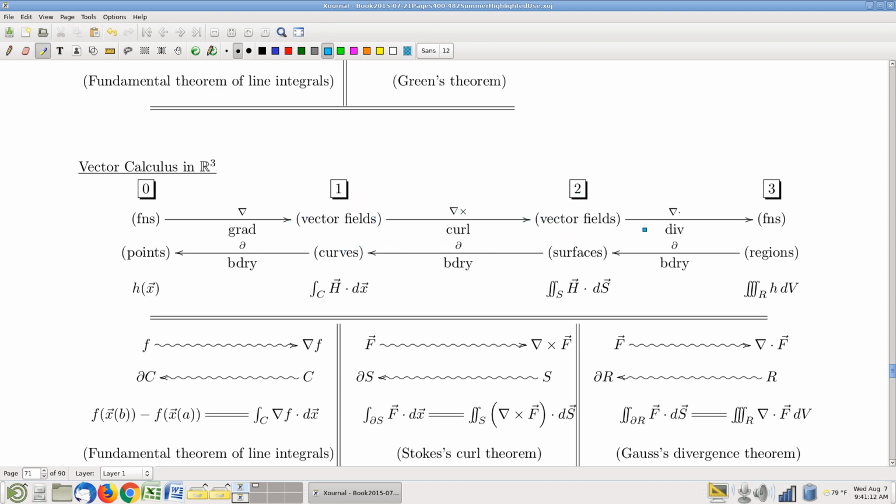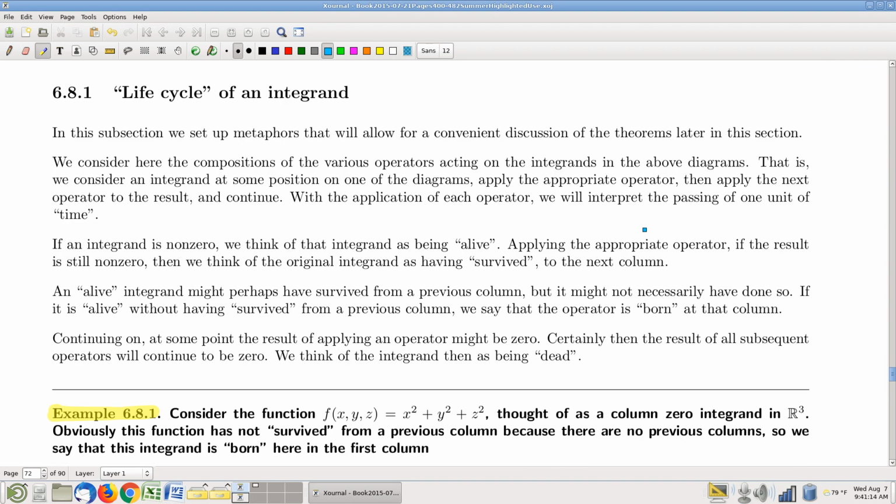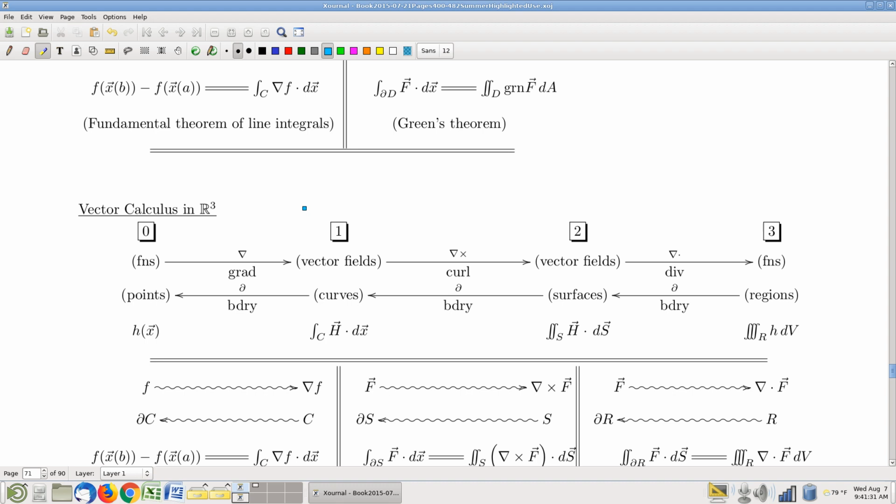Okay. All right. So we're going to be talking about the passage of time. We've talked about alive. Alive means it's non-zero. Survived means that it's still non-zero after you apply the operator. Now, on the other hand, what would be our metaphor if I had some vector field, alive, non-equal to 0, if I took the curl and if I got 0?